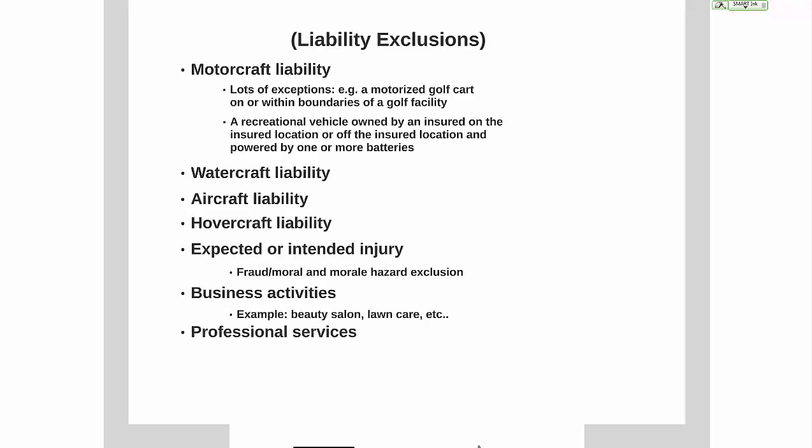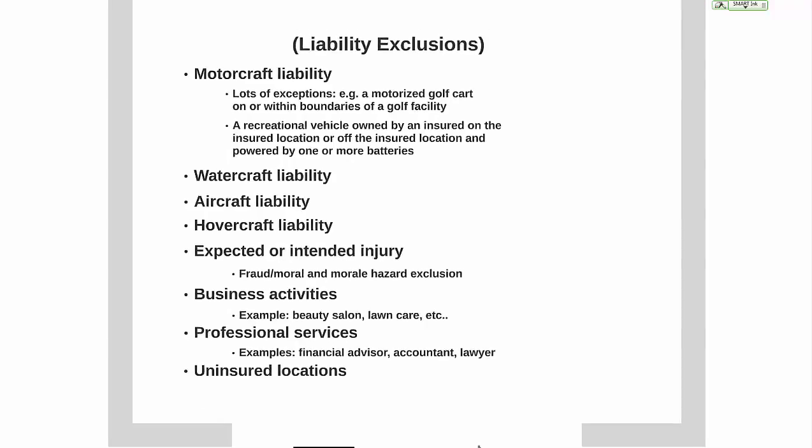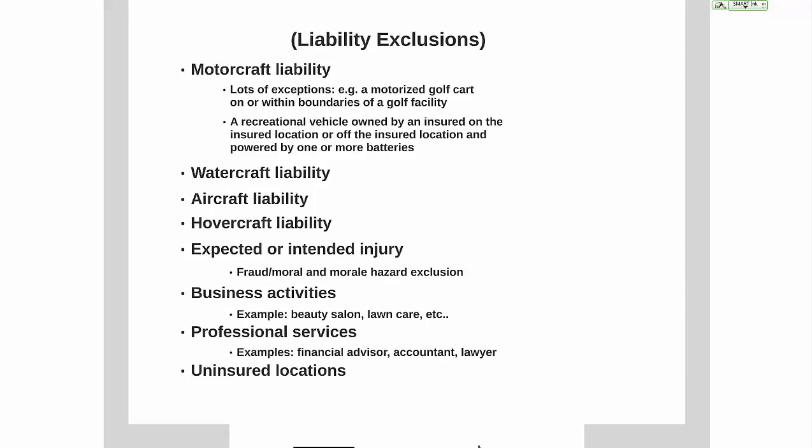Professional services are also excluded, such as a financial advisor, an accountant, or a lawyer. And uninsured locations. This excludes liability that results from activities by the insured if they occur on a location owned by the insured, say a beach house, but not insured under this policy. And then war is also excluded, and liability from communicable diseases, which you can imagine the catastrophic potential that this would have if it was covered.